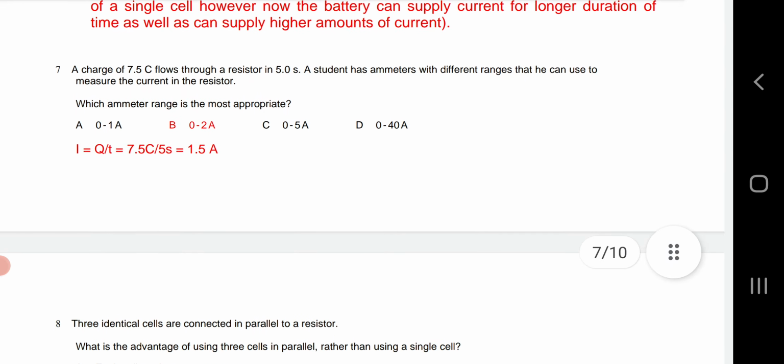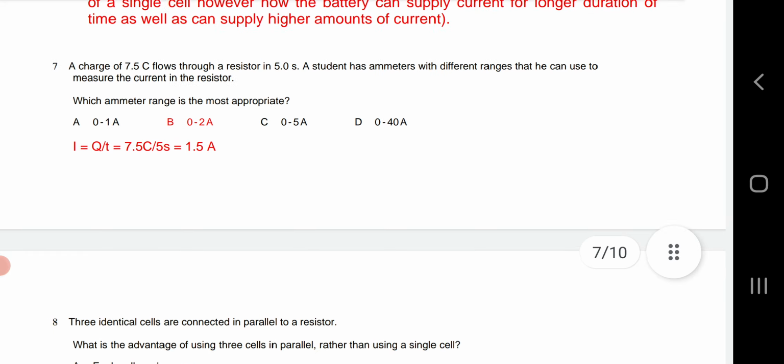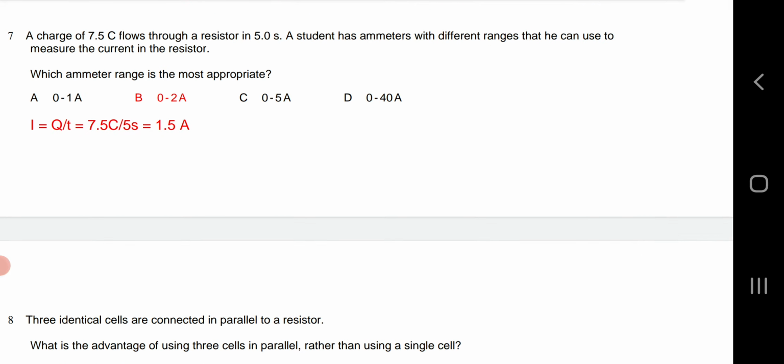Question number 7. A charge of 7.5 coulomb flows through a resistor in 5 seconds. A student has ammeters with different ranges that he can use to measure the current in the resistor. Which ammeter range is the most appropriate? So find the value of the current. I is Q over T. Q should be in coulomb and time should be in seconds. So it's 7.5 coulomb divided by 5 seconds. It's 1.5 ampere. And the most suitable range of the ammeter is from 0 to 2 ampere.